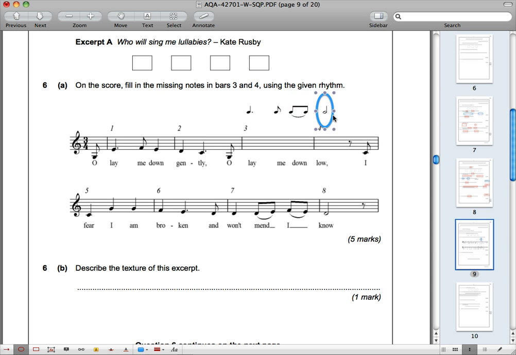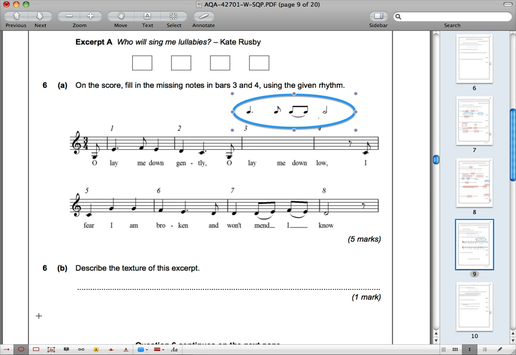And then in what we're being asked to identify, we've got half notes, whereas we've got two quarter notes. Well, one is dotted in the extract there. So we've only got a small difference between the rhythm asked and the rhythm given already.